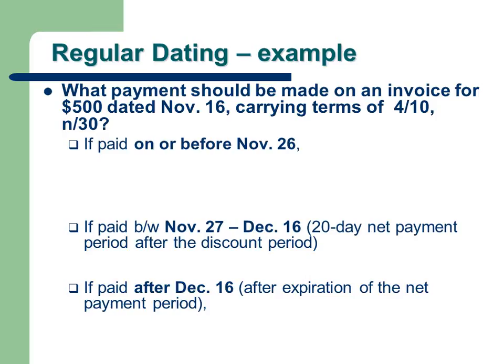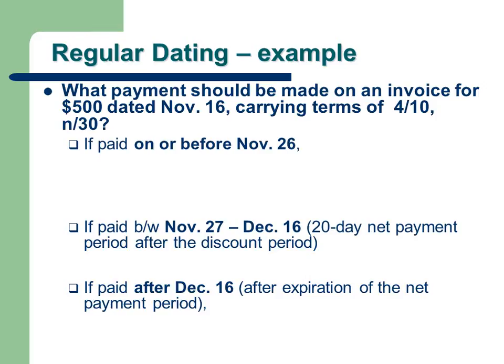So let's say this time the term is 4/10, N/30. This term means that you have a 4% cash discount if you pay in 10 days, okay? And otherwise, the net payment due will be in 30 days from the invoice date. So you have 10 days for cash discount, and the invoice date is November 16th. That makes the last cash discount day 10 days from November 16th, so 16 plus 10 is 26. So your last cash discount date will be November 26th.